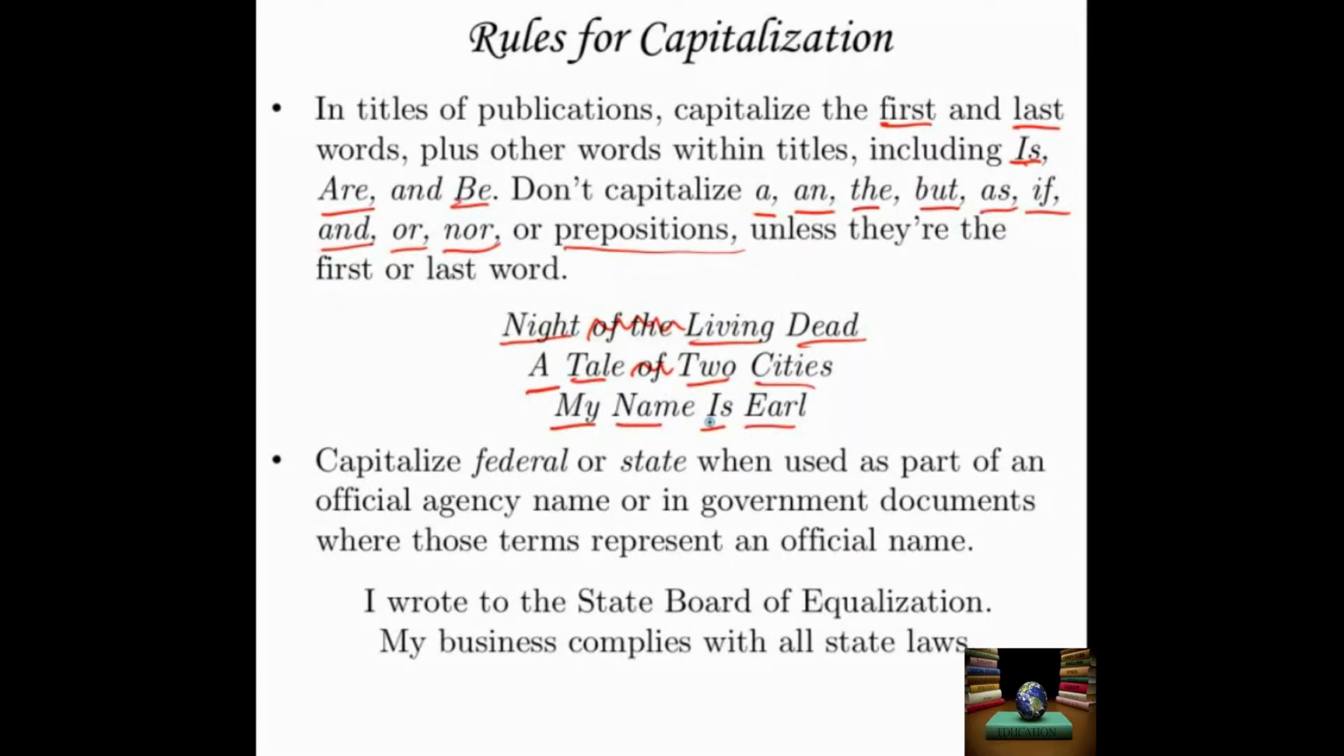Next, capitalize the words federal or state when they are used as part of an official agency name or in government documents where those terms represent an official name. So, I wrote to the State Board of Equalization. Well, state is part of the name of the organization, so it's capitalized. It's a proper noun. But if you're just talking about state as an adjective, for example, my business complies with all state laws, well, you don't capitalize state in that case because you're not talking about a proper noun. You're just talking about government in general.